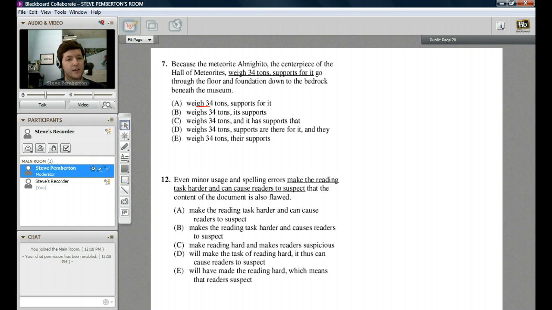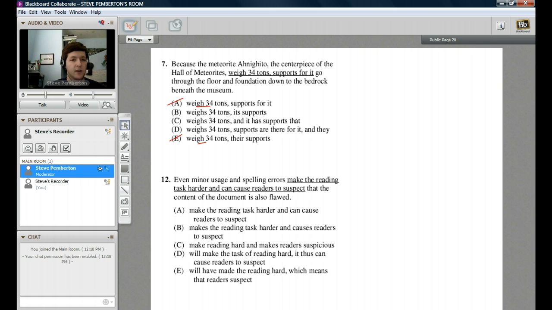Well, Agonito, that's a single meteorite, so we need a singular verb. Remember, verbs are singular when they usually do not have S's. So it wouldn't be A and it wouldn't be E here. Those get the subject-verb agreement incorrect. Let's look at the remaining choices, B versus C, and see which one's worse.